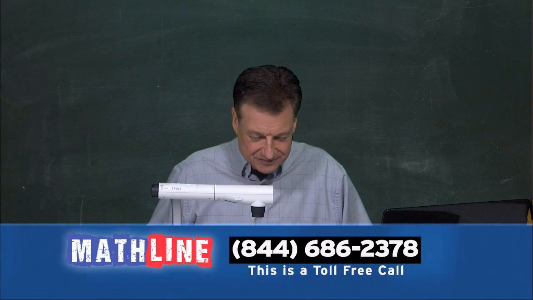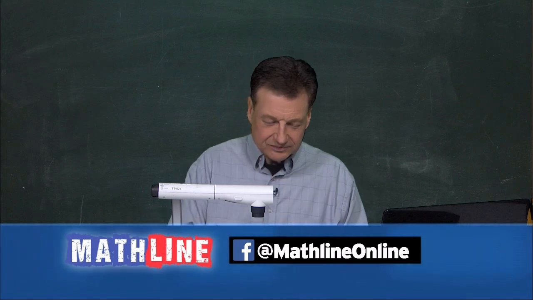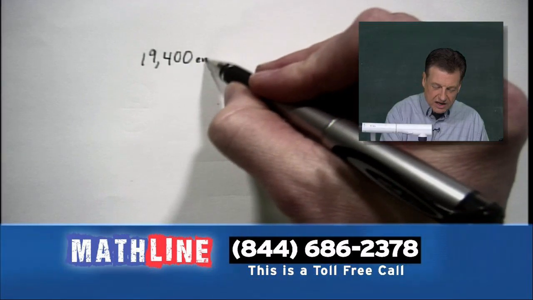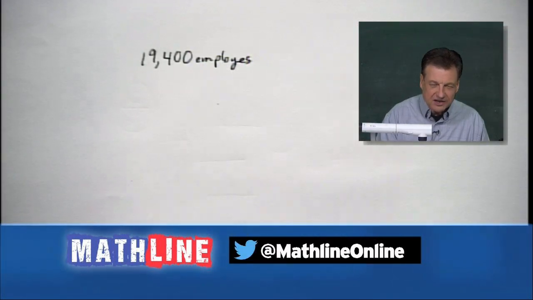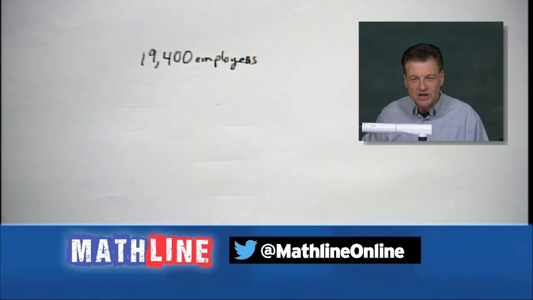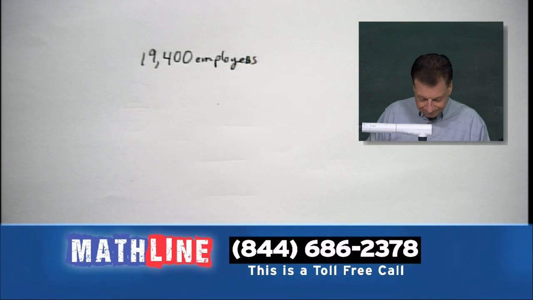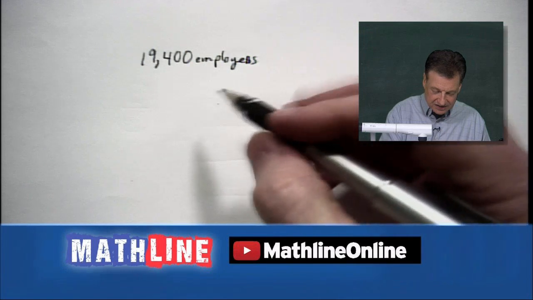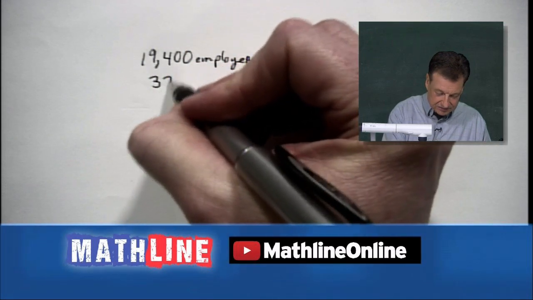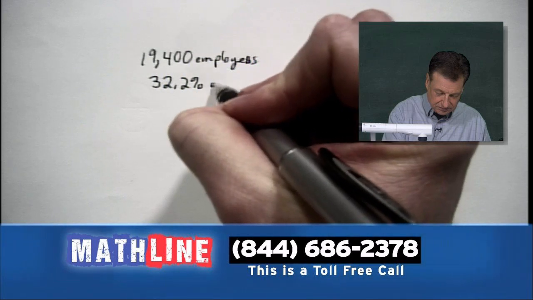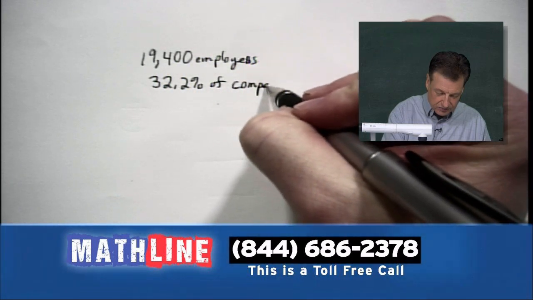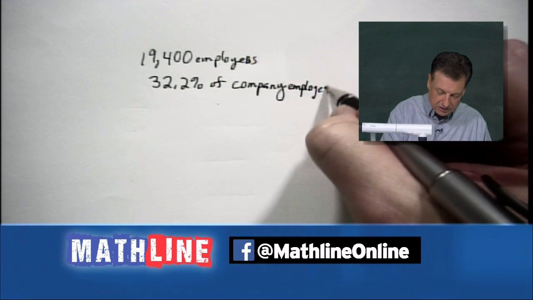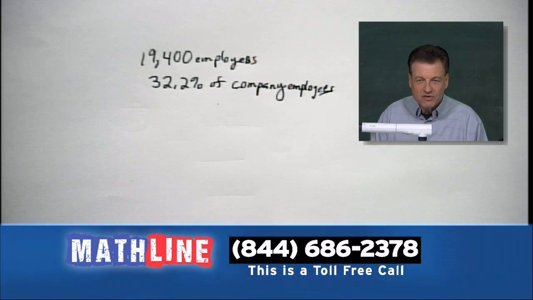An international company has 19,400 employees in one country. Okay, hold on just a second. 19,400, you say, employees, right? Yes. I'm just going to write down a few details, all right? And I'm going to spell employees correctly. There we go. In one company, right? Yes. Okay, keep going. If this represents 32.2% of the company's employees, how many employees does it have in total? Round your answer to the nearest whole number. Okay, all right.